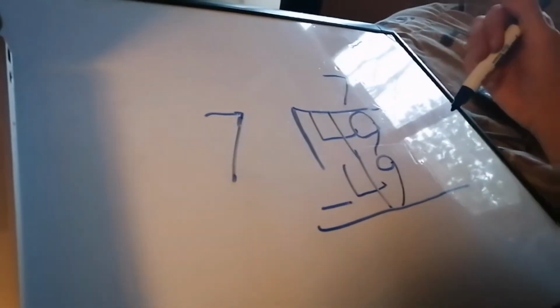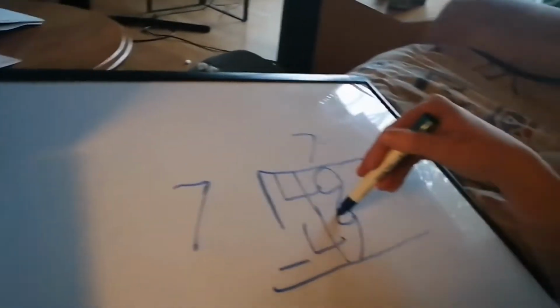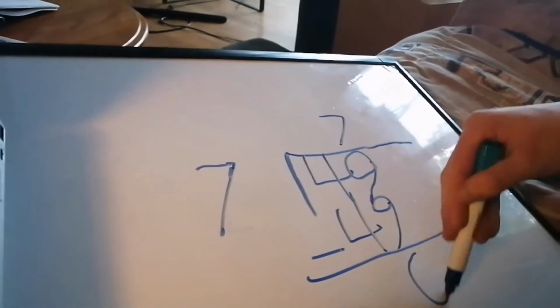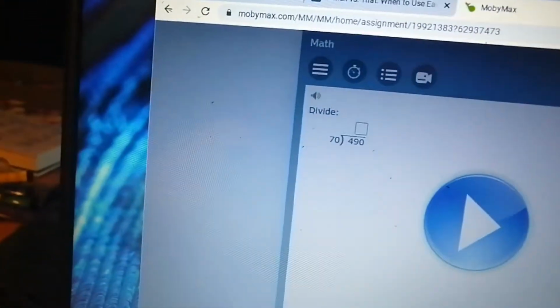So this is basically about crossing out zeros.